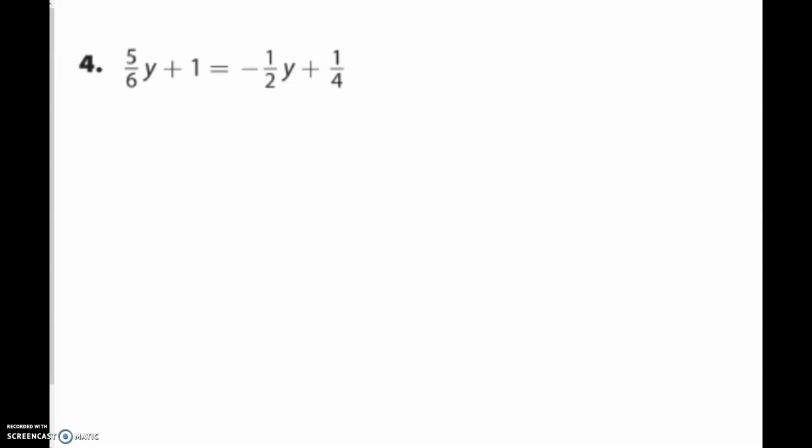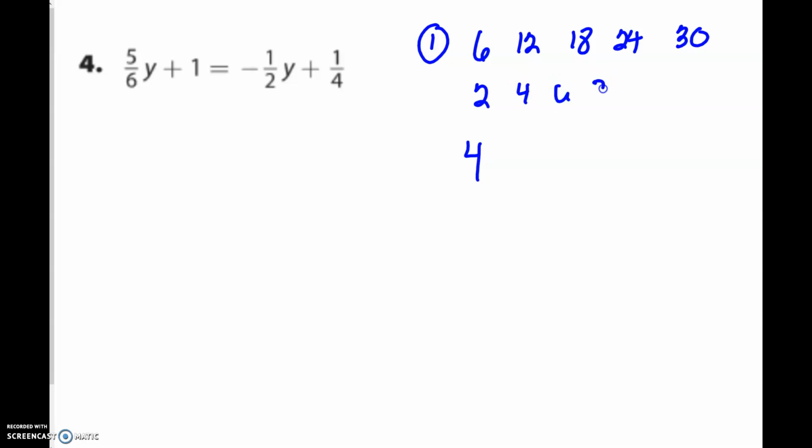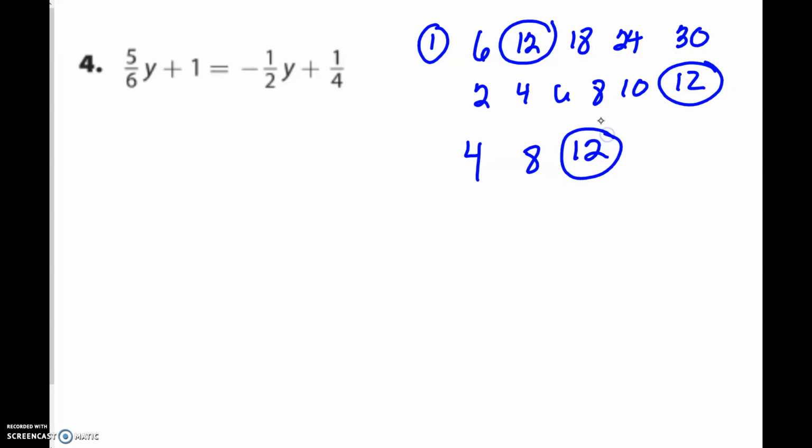First we want to look at all the numbers in the denominator. We've got a 6, a 2, and a 4. If we start counting in multiples: 6, 12, 18, 24, 30; 2, 4, 6, 8, 10, 12; 4, 8, 12. We've got a 12, a 12, and a 12, so the least common multiple is 12. I'm going to multiply everything by 12.